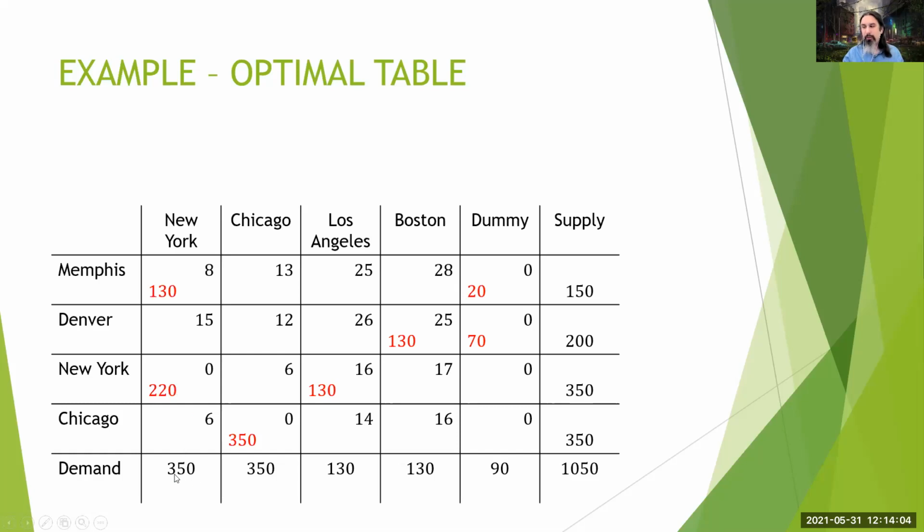If this value was 1,350 instead of 350, this value would become 1,220. Still the same thing, with a value of 0, with a cost of 0. This will not change anything. This is like the artificial variable, or a dummy variable, something that can have a positive value, but it doesn't change the solution at all.